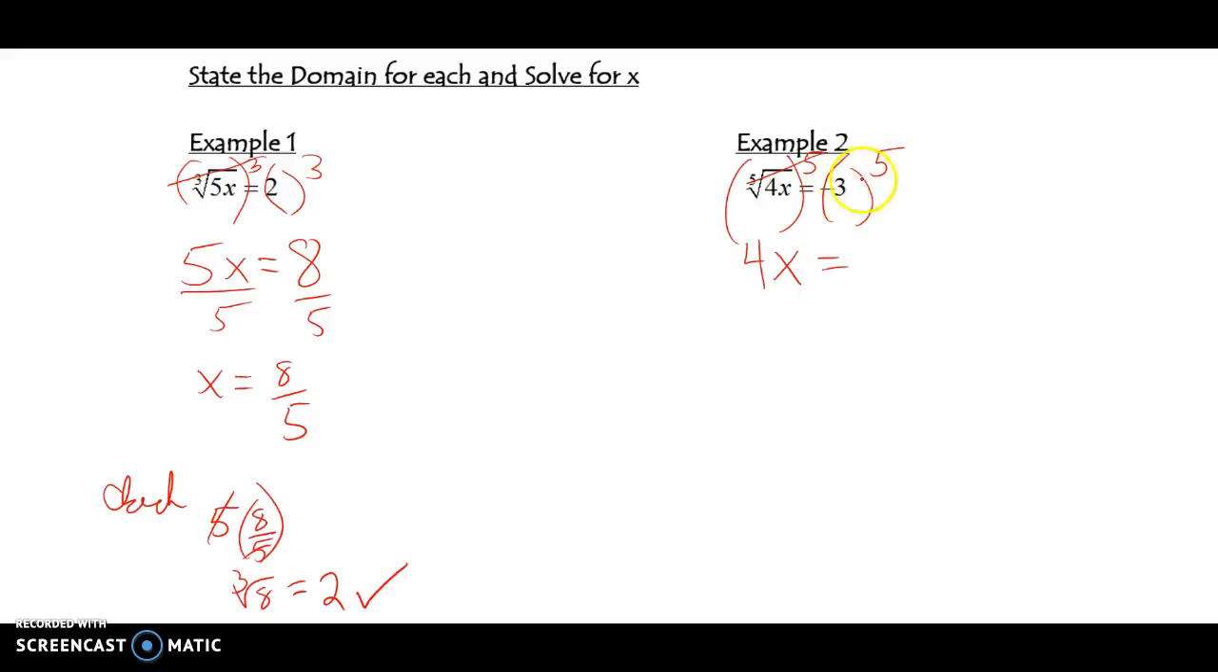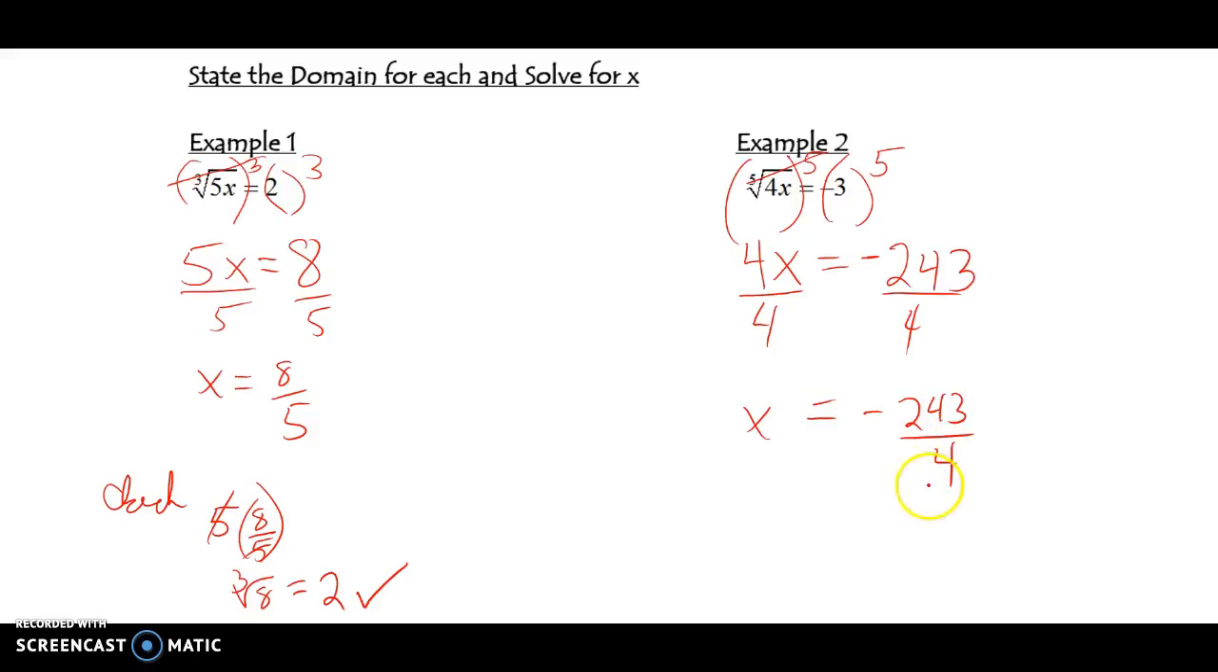Negative 3 to the fifth is going to result in a negative. And 3 to the fifth is 243. So now we have this equation that we need to solve, which is 4x equals negative 243. So we're going to divide by 4. So x will equal, it's not divisible, so it's just negative 243 over 4.